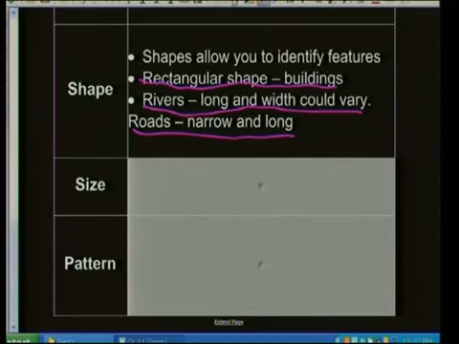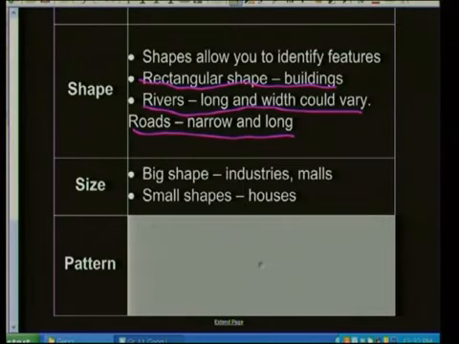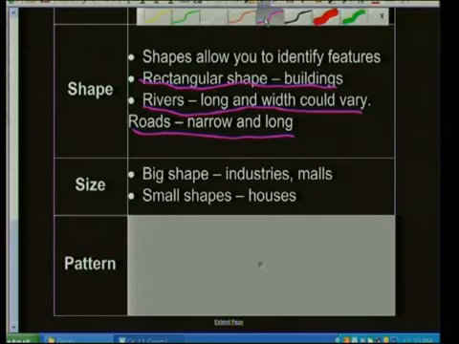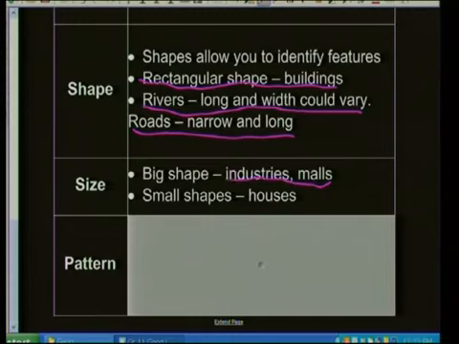Let's look then at size. All right, big shapes: industries, malls. Small shapes: houses. So industries and malls will have a bigger shape and houses will have a smaller shape. Let's look at that.